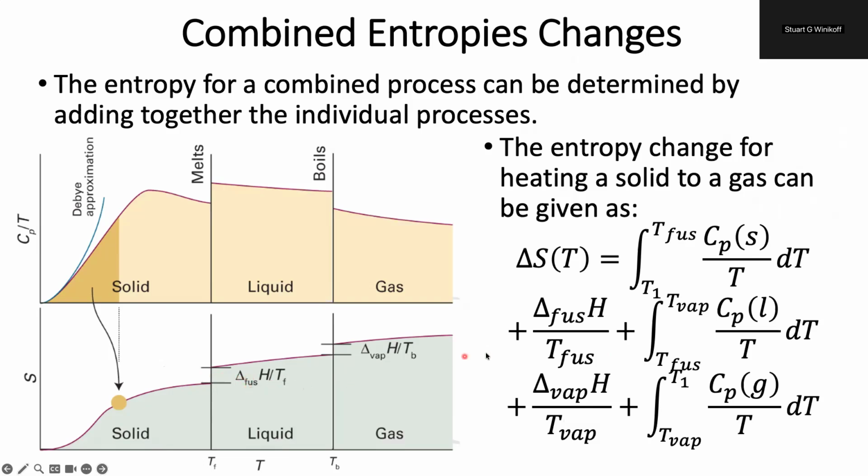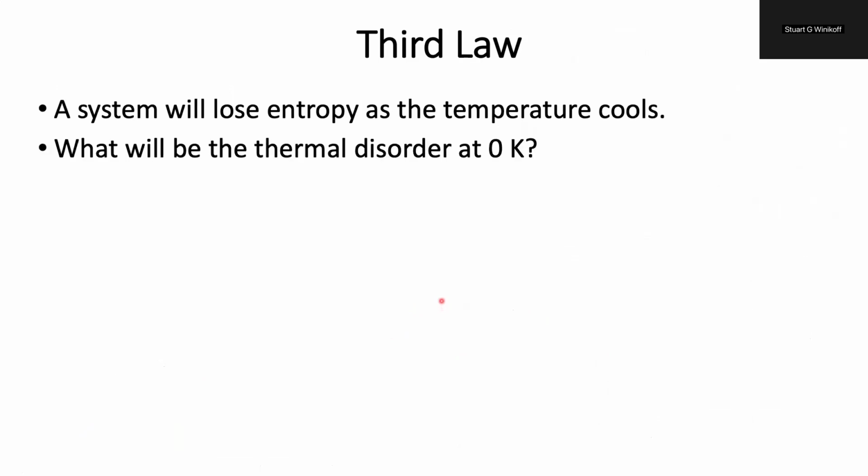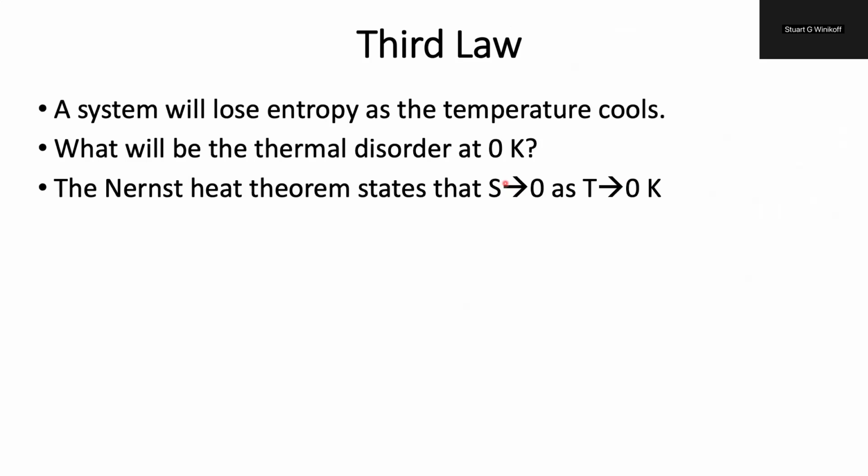Now, there's an important corollary as we're changing all of these conditions. And that's the idea that the system's going to keep losing entropy the more I cool it. So the more I cool it, the less movement and the less states it can occupy. And that leads us to a very important question. How much thermal disorder am I going to have at 0 degrees Kelvin? So the idea is at 0 degrees Kelvin, the system should stop moving, which means there should be no thermal disorder, which means that entropy is going to start to approach zero.